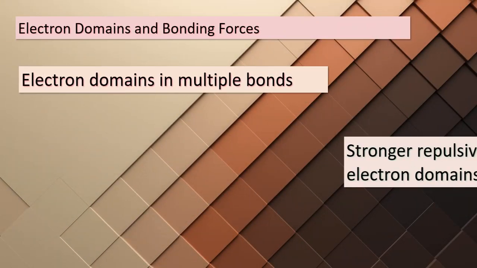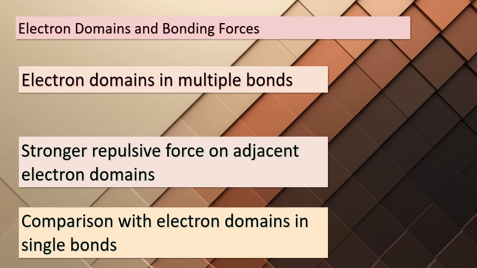Hello again, students. Let's now delve into the intriguing world of electron domains and the forces that arise within different types of bonds. Specifically, we'll explore the differences between electron domains in multiple bonds and those in single bonds. Imagine electron domains as regions of electron density around atoms that participate in bonding. When we consider multiple bonds, such as double or triple bonds, the electron domains within them exert a much stronger repulsive force on the adjacent electron domains.